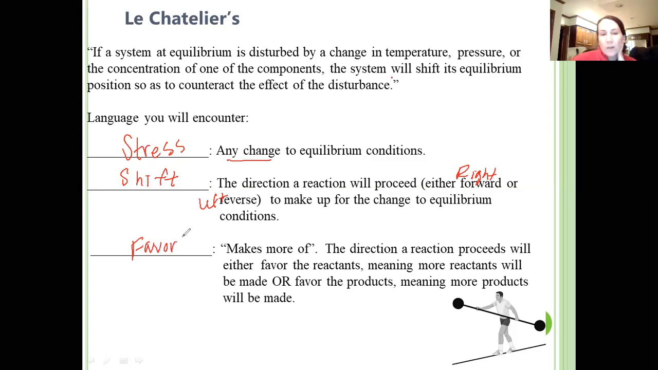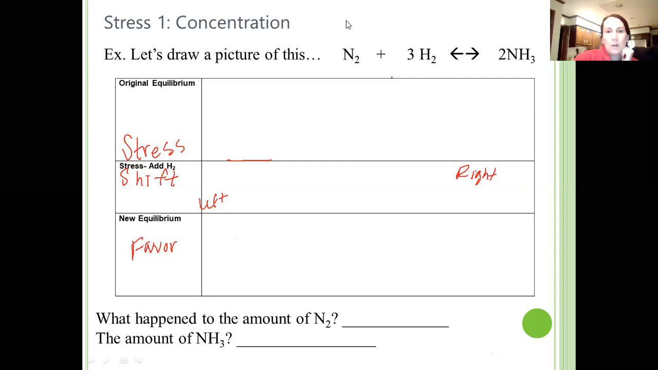Okay, and then the next word you're going to hear is favor. When you shift in a certain direction, that means it's favoring that direction. So if I'm shifting right, I'm favoring the products, which means I'm making more of the products. So the direction a reaction proceeds will either favor the reactants, meaning it'll make more reactants, or it'll favor the products, meaning it'll make more products. Okay. All right, moving along.